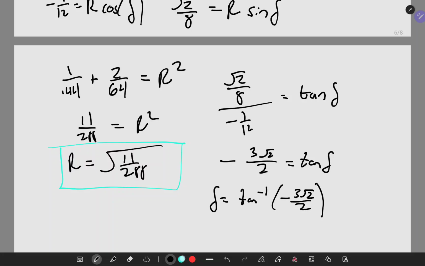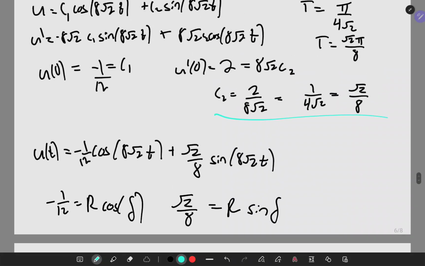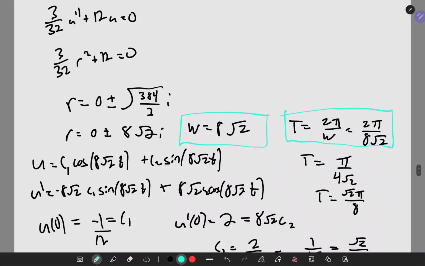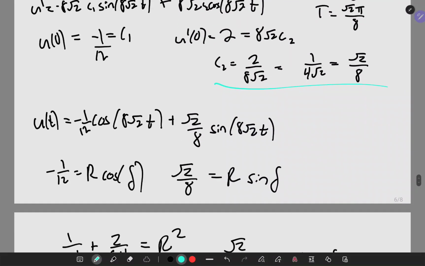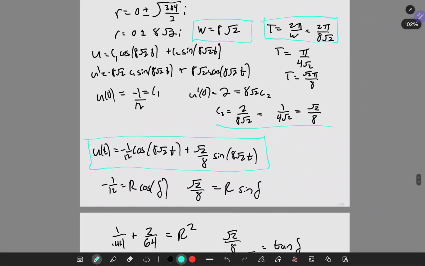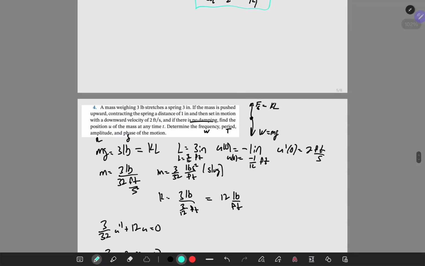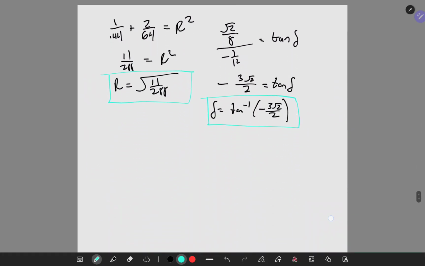So we got our phase, our amplitude, our frequency, our period, and our position as a function with respect to time. And that's all it asks for, right? Position of the mass at any time t, determine the frequency, period, amplitude, and phase. Yep. So that's it for this video.